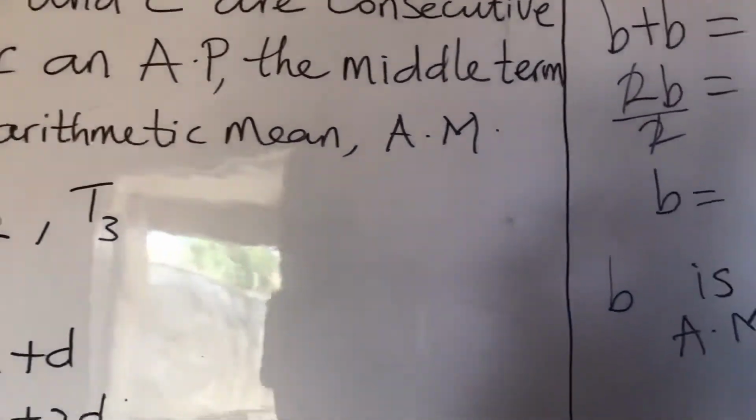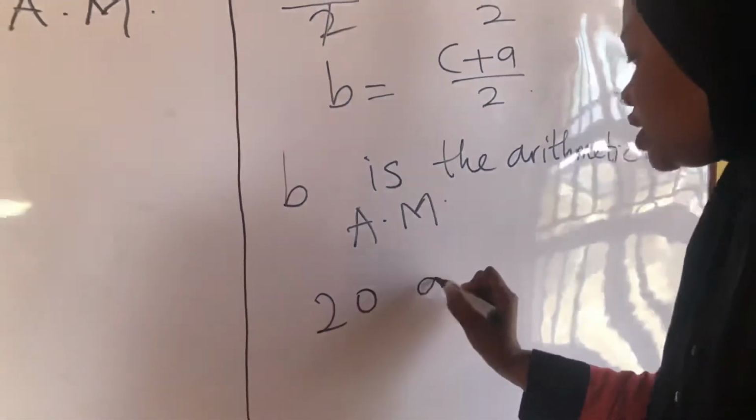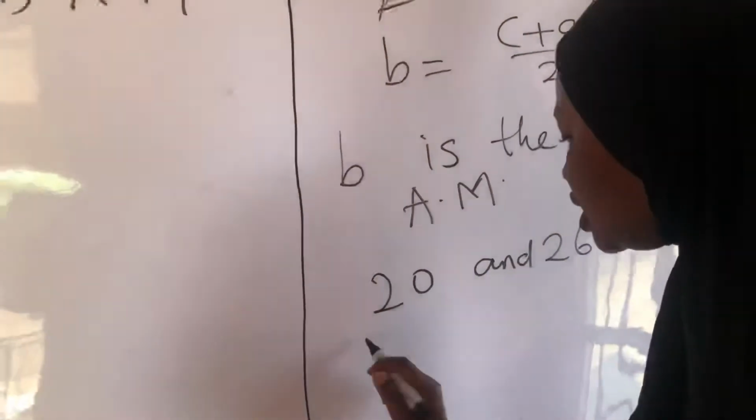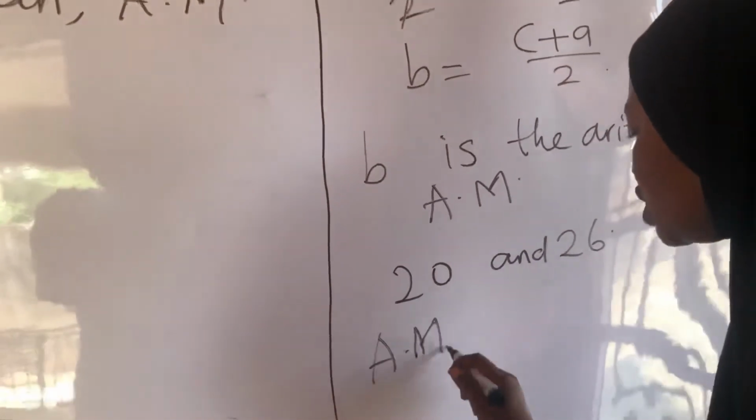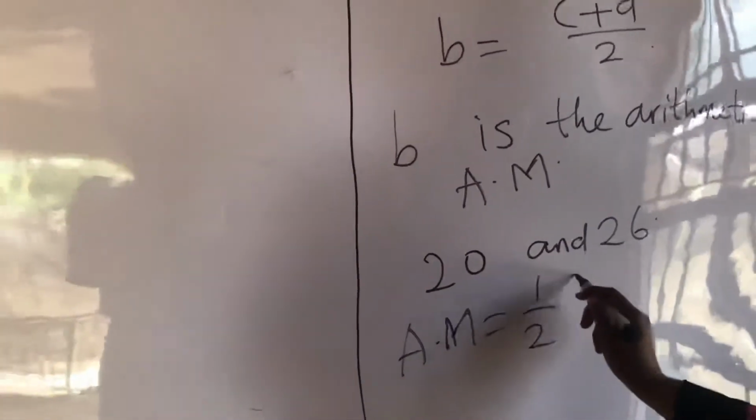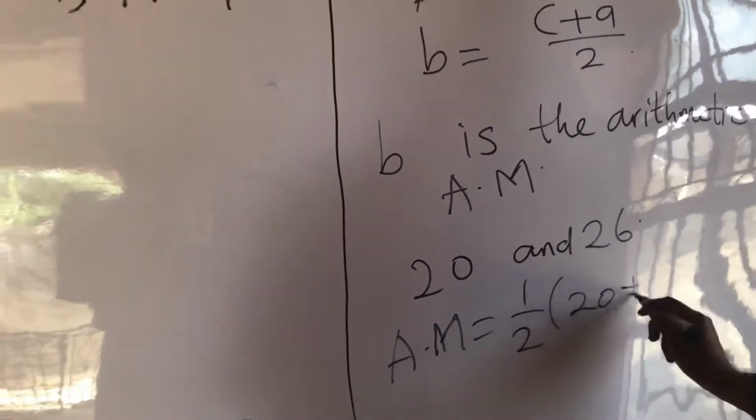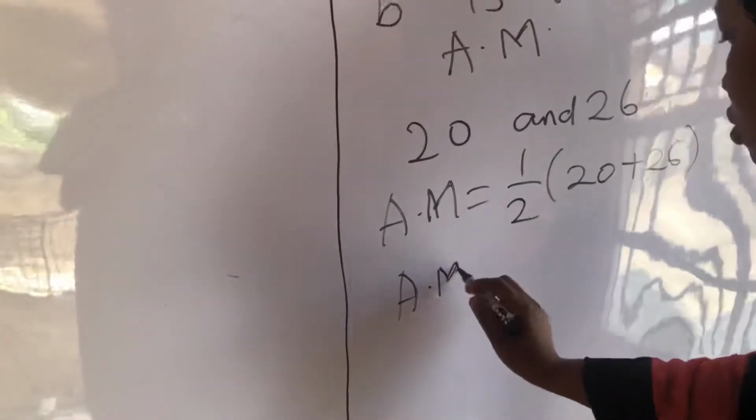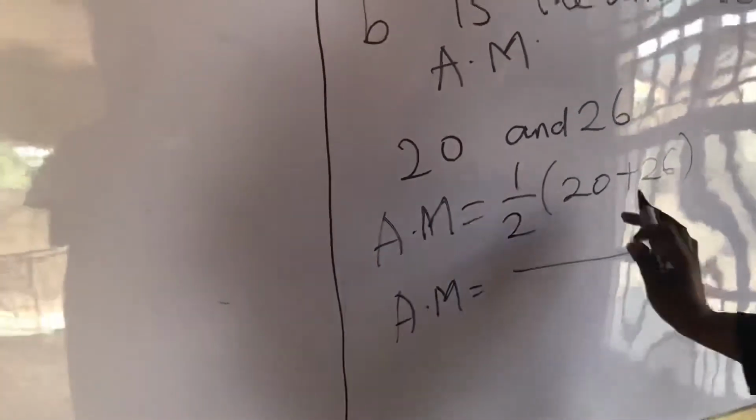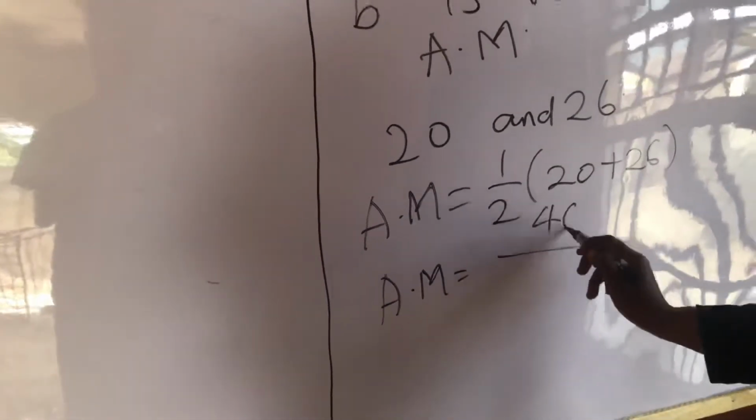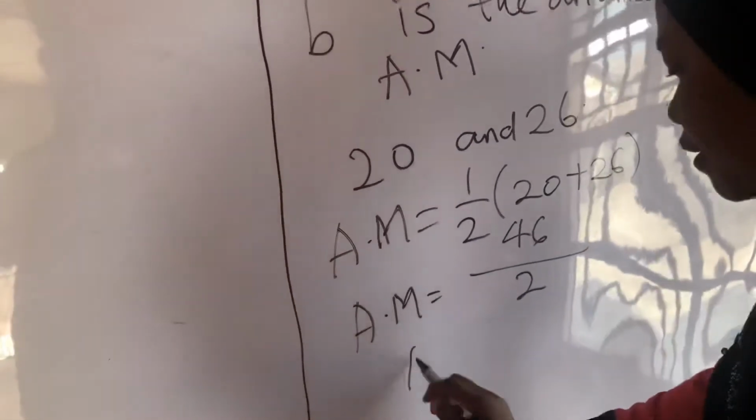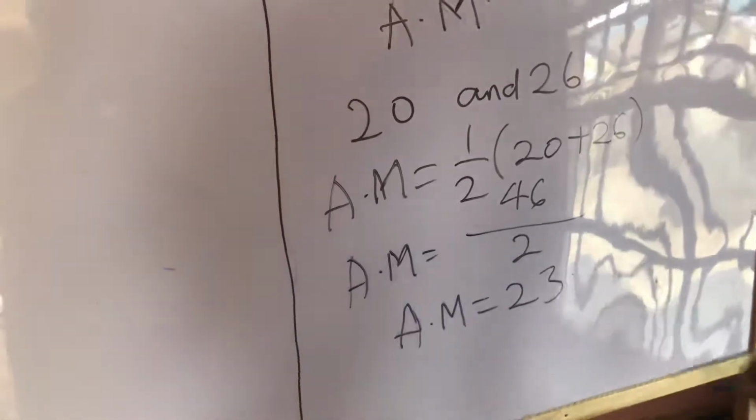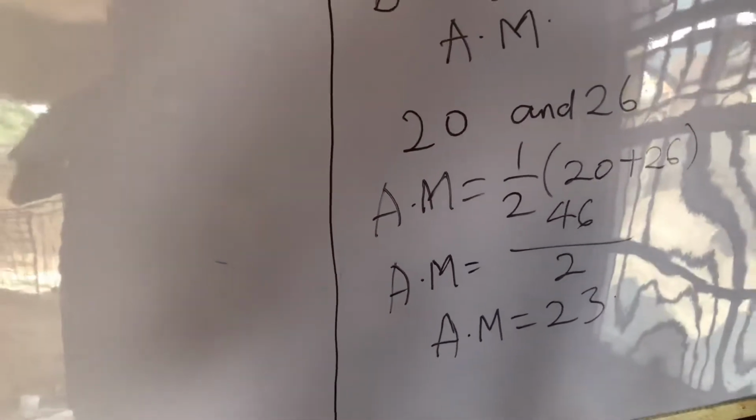So for example, if they give you 20 and 26, and they ask you to find the arithmetic mean. So you just know that the AM of 20 and 26 will be 1 over 2 into bracket 20 plus 26. So AM is equal to, what is 20 plus 26? That is 46 divided by 2. And AM is equal to 23. So that is how to find the arithmetic mean.